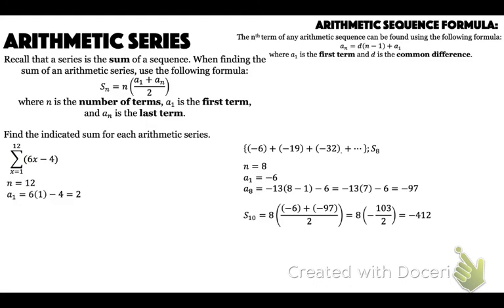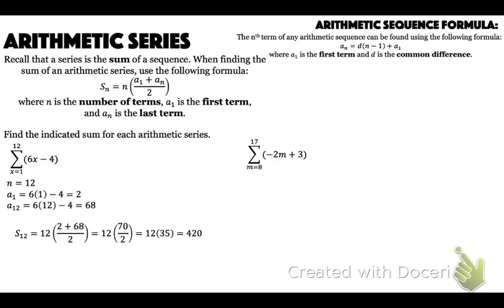To find the first term, I'm going to plug in the bottom number. So 6 times 1 minus 4 is 2. To find the last term, I'm going to plug in the top number. So 6 times 12 minus 4 is 68. And then use my formula. So S sub 12 equals 12 times 2 plus 68 over 2, which is 12 times 70 over 2, which is 12 times 35, which is 420.